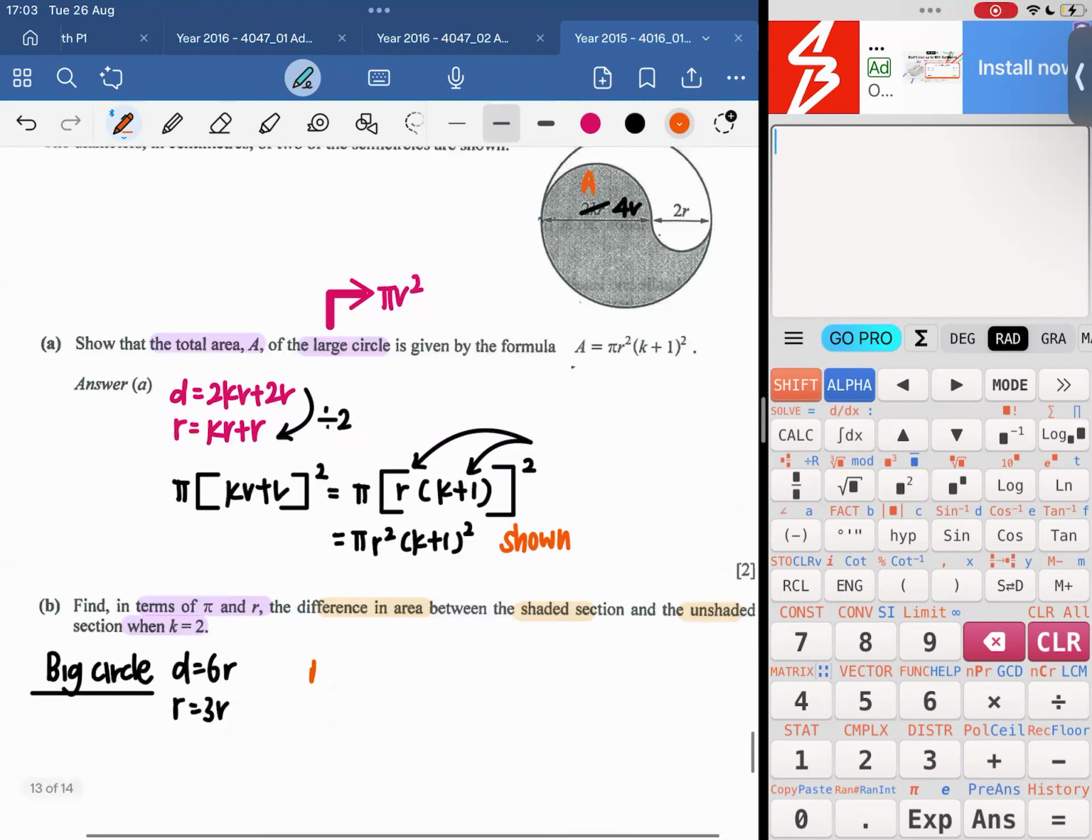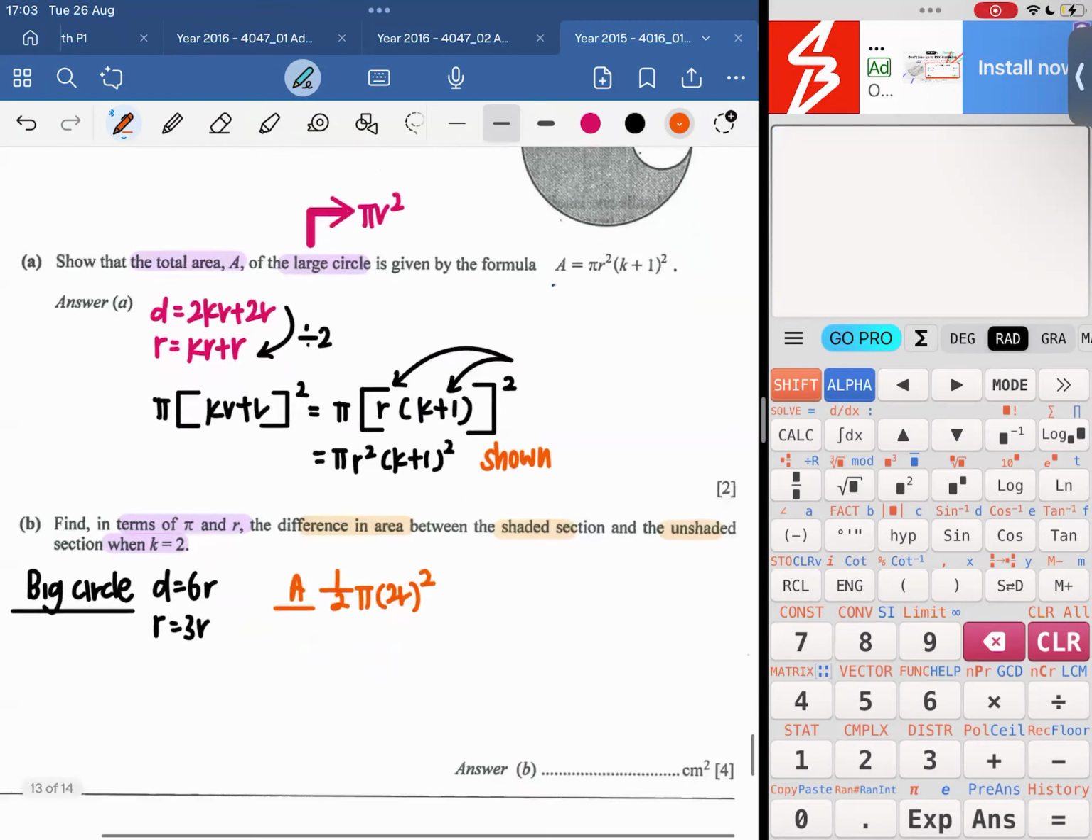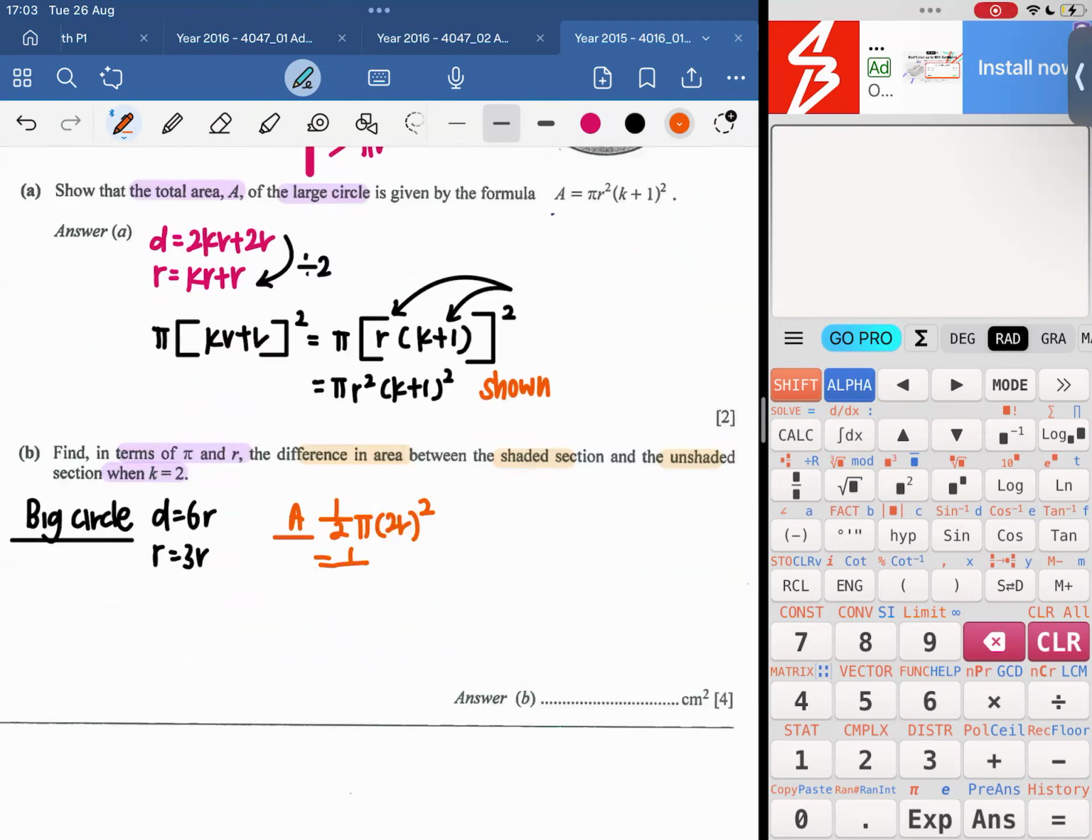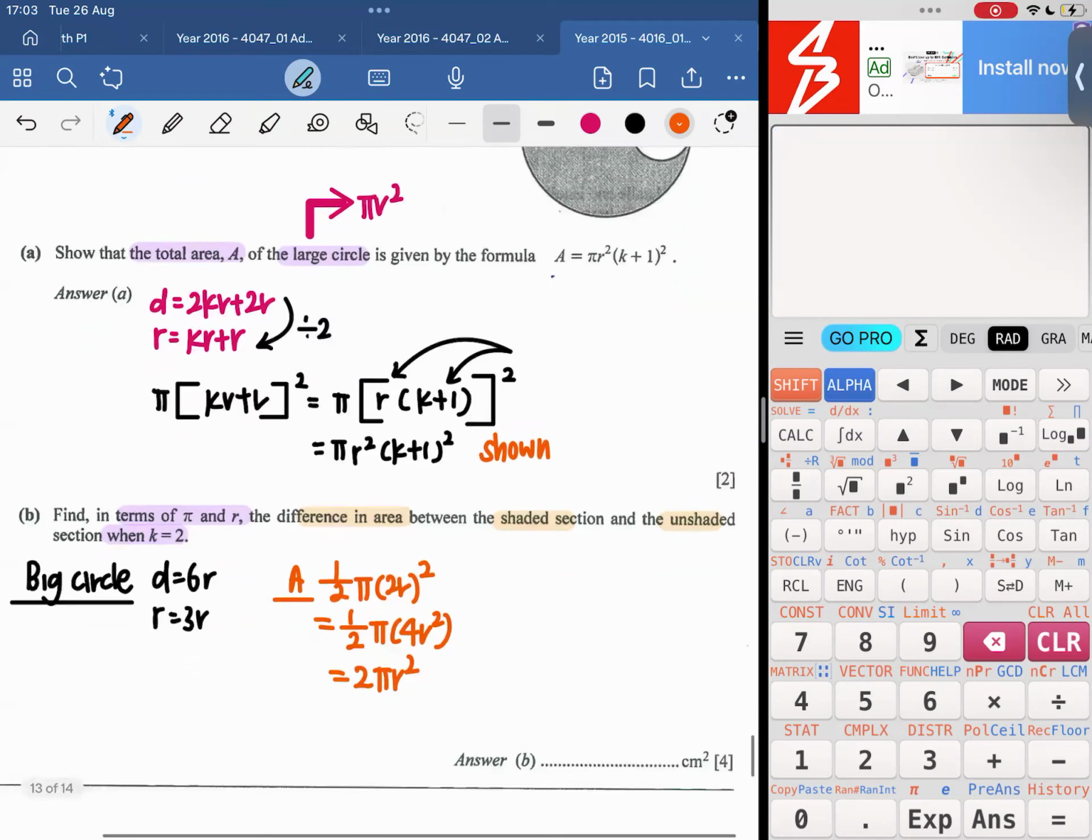So I find the area of A. For A, the diameter is 4r, which means the radius is 2r. So this one will be half times pi times the radius squared. Remember, they want it in terms of pi and r, so I don't need to worry too much. So this is 4r squared, half times 4 is 2, so 2 pi r squared.